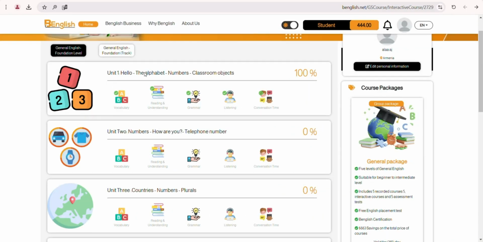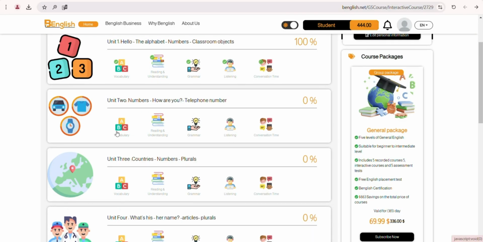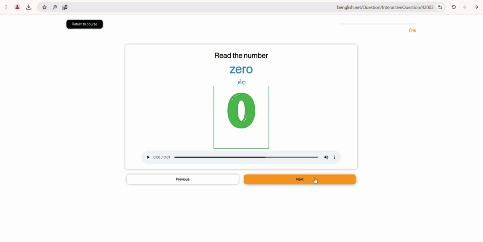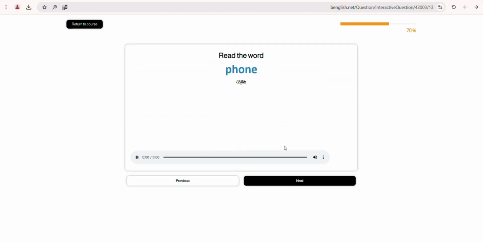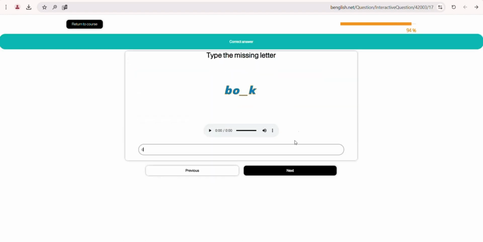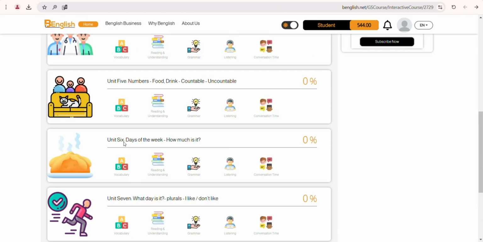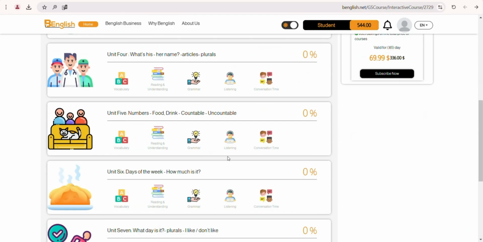After completing all the icons of Unit 1, continue your learning in Unit 2 in the same order and method, as well as in the remaining units. Complete the entire content. The green checkmark will help you identify the completed icon. Repeat the exercise if you need to, and develop your learning skills with BEnglish.